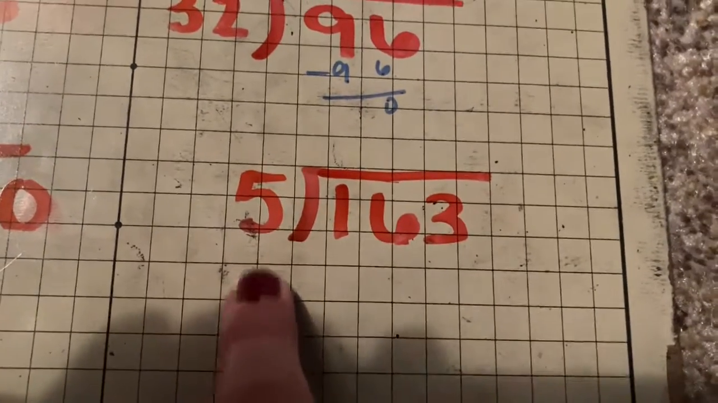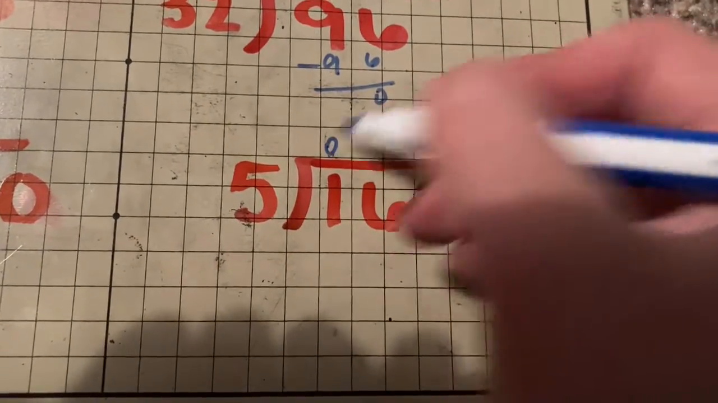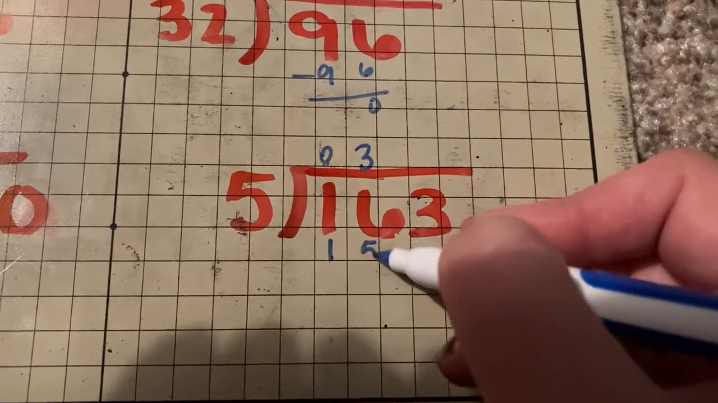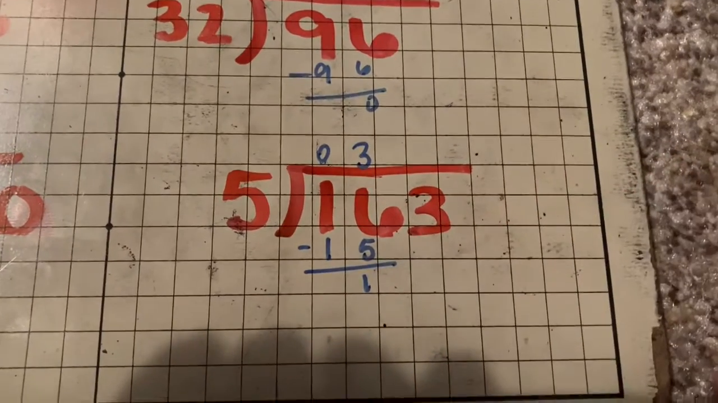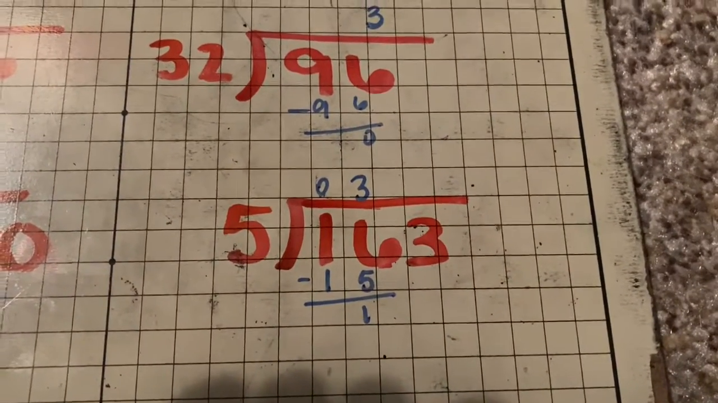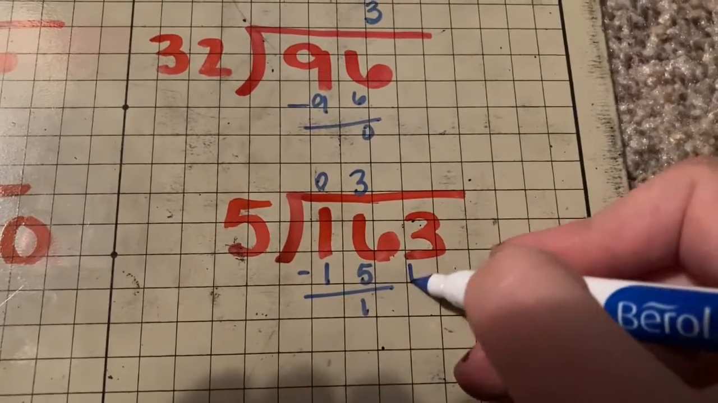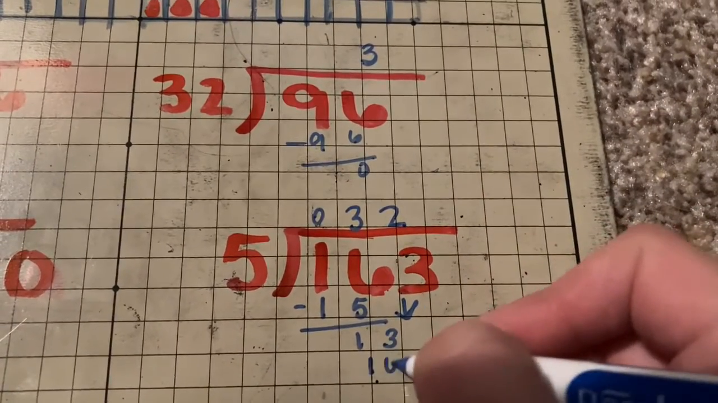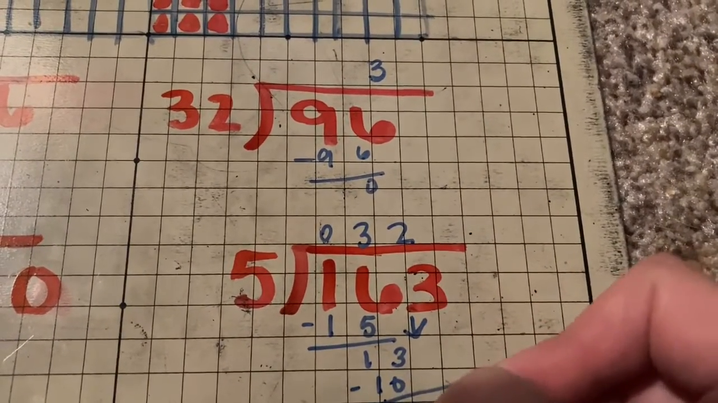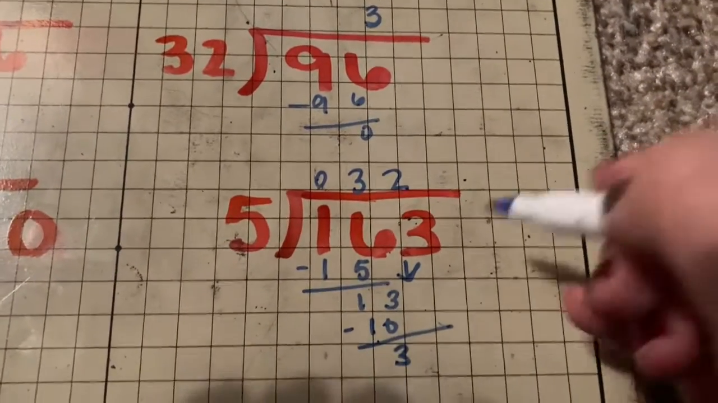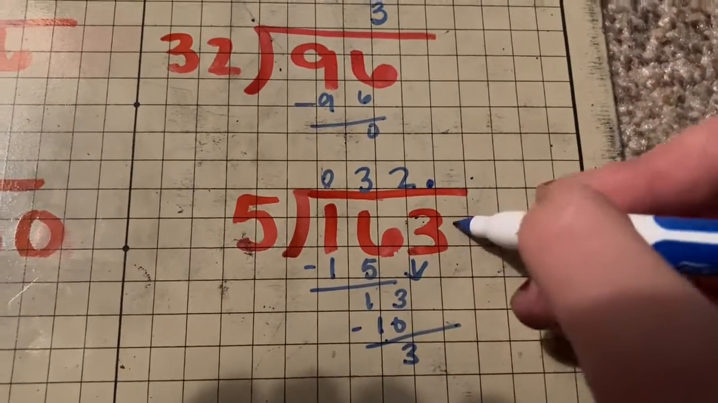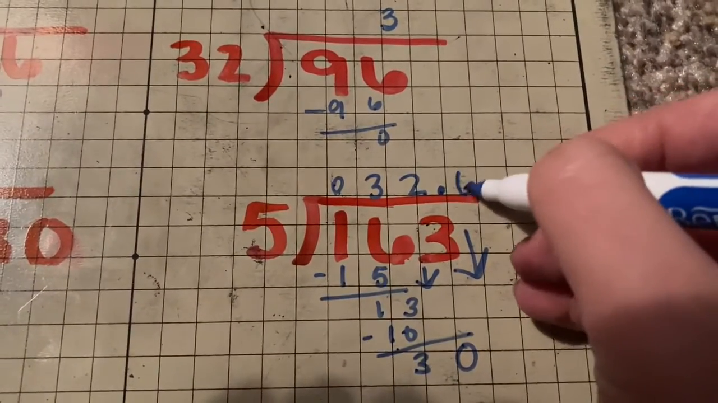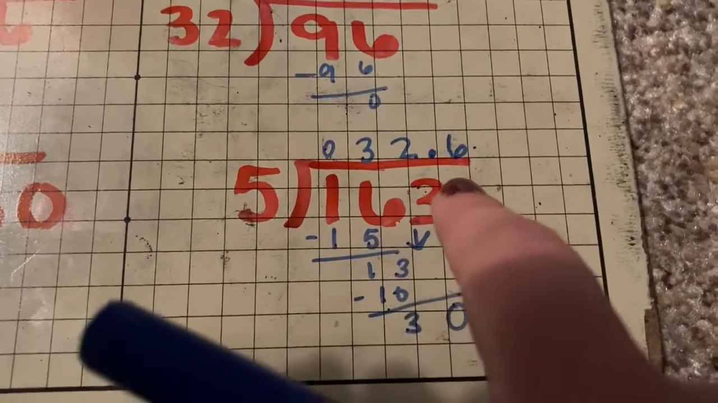Let's divide it out and see what we get. 5 goes into 1 0 times. 5 goes into 16 3 times. That gets us 15. I subtract it, get a remainder of 1. Remember, we're in decimal land. We don't want remainders. So drop the 3. 5 goes into 13 2 times with a remainder of 3. But again, we don't want a remainder, so we put a decimal up here and drop that invisible 0. 5 goes into 30 6 times. So our answer is 32 and 6 hundredths.